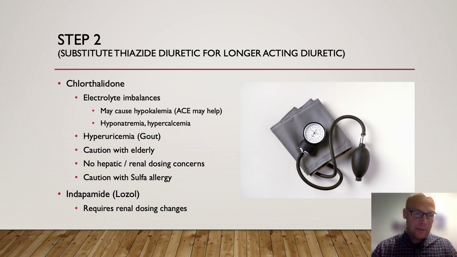I've never used this before, Lozol, but that's one thing you can do. It's kind of the same thing. It's a longer-acting diuretic. It's a little bit more expensive, but does require some renal dosing changes as well. But it's something you can add on top of these medications. Typically, chlorthalidone, that's where I go. Usually I take the thiazide diuretic and replace it, and then monitor at that point to see if it helps.